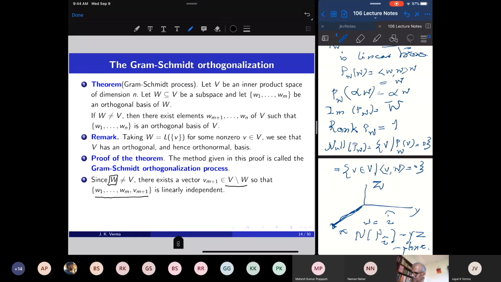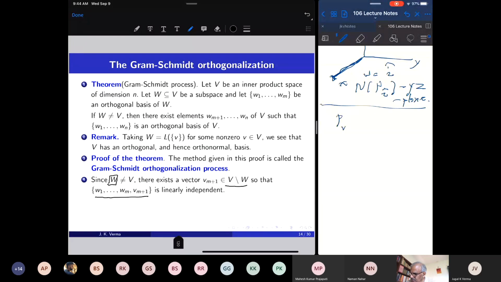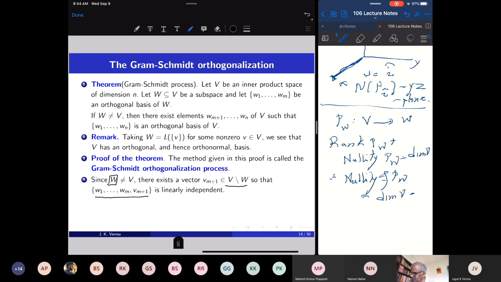Right, but we know the rank-nullity theorem. What is the rank-nullity theorem? For the projection operator from V to W, it says that the rank of the linear transformation plus the nullity of the linear transformation is equal to the dimension of V, and therefore the nullity of PW is simply the dimension of V minus the rank of PW. Rank of PW is 1. So the nullity of the projection operator is 1 less than the dimension of V.